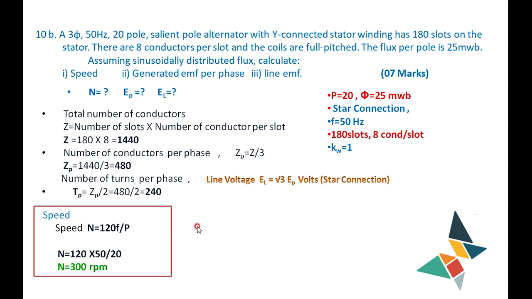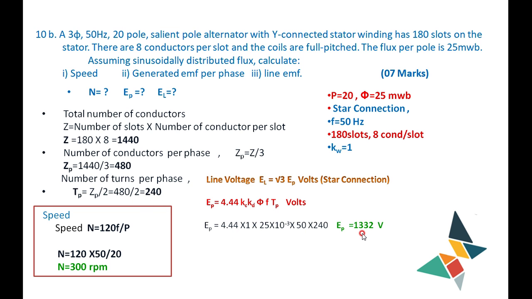Then the phase voltage you have to calculate first. Then you have to find out the line voltage. The equation for the phase voltage is 4.44 Kc Kd phi f Tp volts. All the data is given. Kc and Kd, that is nothing but Kw, is given as 1. Phi is given as 25 milliweber. f is 50 Hz. Tp we already calculated as 240. Just substitute.